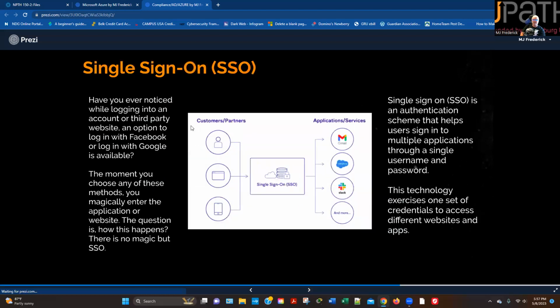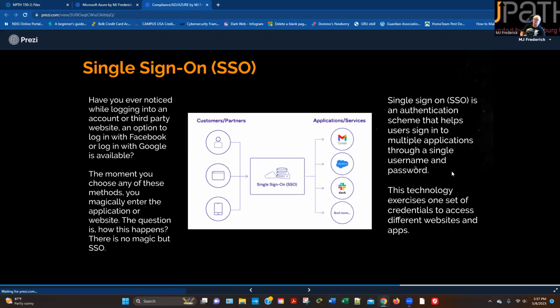Now, single sign-on. How does single sign-on actually work? Have you ever noticed when you're logging in to a third-party website, an option comes in to either use Facebook or Google? I hate that. The moment you choose any of these 3, you magically enter that application, right? And the question is, how does that happen? There is no magic. It's just single sign-on. All it is is an authentication scheme. It helps the user sign into multiple applications just using one username, one password.